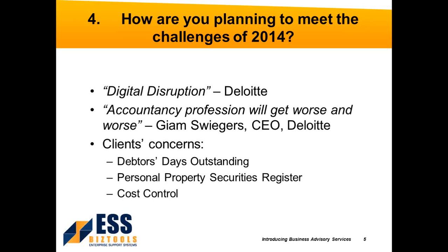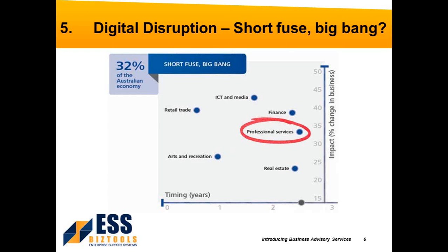Cost control. The CCH survey into small businesses concluded in April last year basically highlighted that according to the 1,040 small business operators who were interviewed, cost control management was their biggest single worry. So one of the challenges I think accountants have got, relative to debtors days outstanding, the Personal Property Securities Register, cost control, among many others, is what are you doing to help your clients get through this problem area.